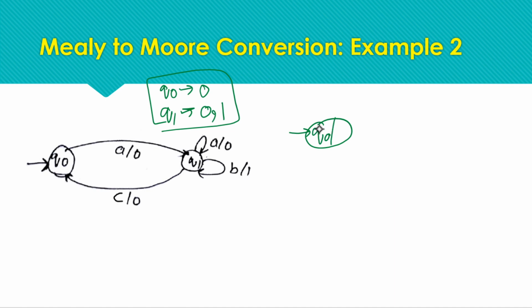Okay, so starting with the conversion process, Q0 is converted to simply one state because we are having only one output corresponding to Q0. So here is the equivalent state of Q0 in the Moore machine. Next, we need to draw two states corresponding to Q1. So Q1 with output 0 and Q1 with output 1. We can put a dash over here just to differentiate these two states.